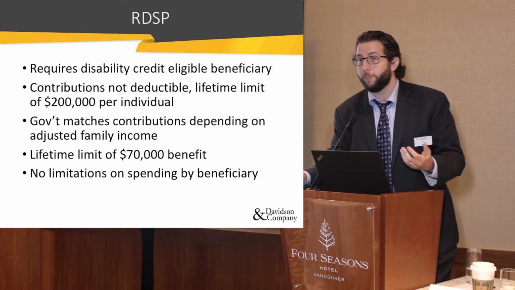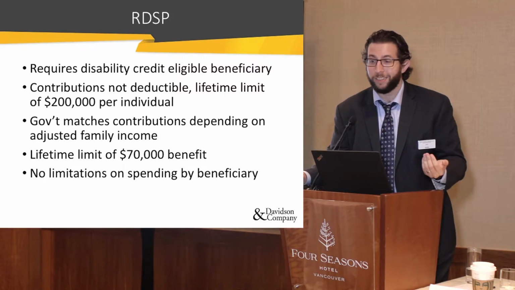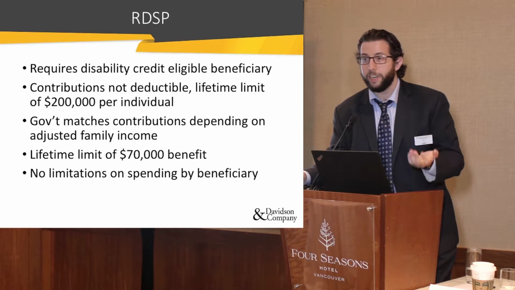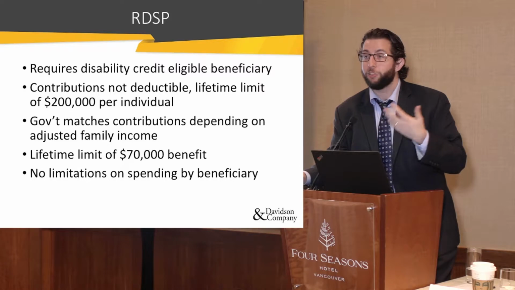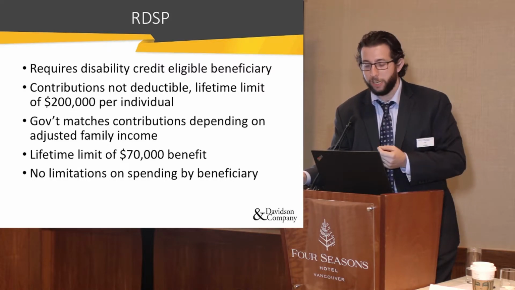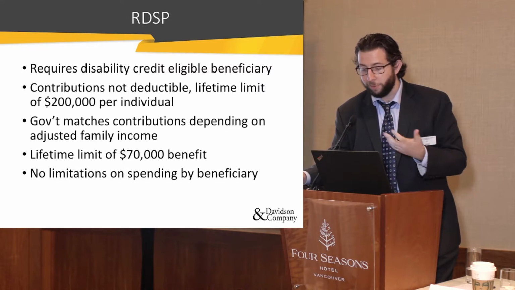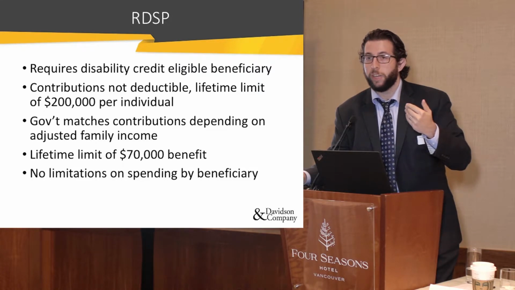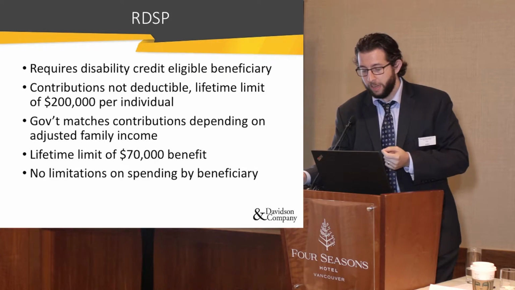There's a lifetime limit of contributions of $200,000, but you get free money from the government. The way it works is if you have a high income family, your contributions for the first $1,000 are matched on a one-to-one basis for a federal grant. And if your family income is lower than, I believe, $93,000 per year, you will get matched on a 3-to-1 or a 2-to-1 basis on those contributions, up to $3,500 per year.